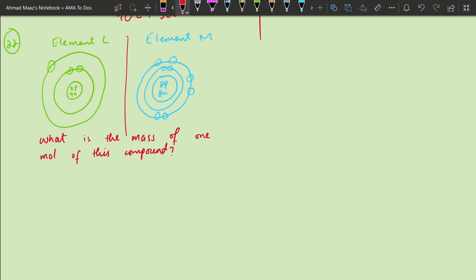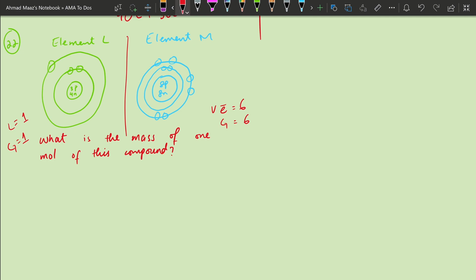A very interesting question. Element L and element M. The atomic structures of two elements are given. What is the mass of 1 mole of this compound? Before we calculate this, we need to know what will be the compound formed. Now M has valence electron equal to 6 and L has 1 valence electron. Alright, so we can safely say that L is in group 1 and M is in group 6.